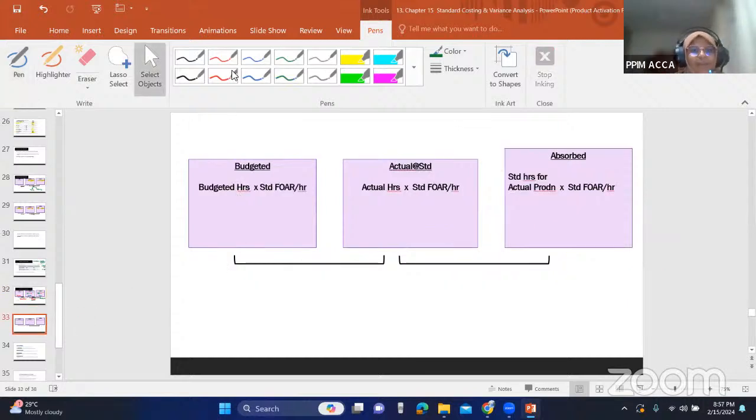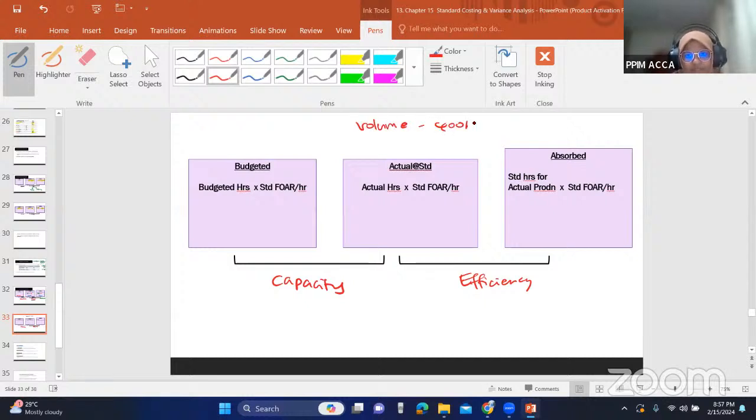Now let's do capacity and efficiency. So it's a breakdown of the volume variance. Basically this is the volume variance which was 4,000 adverse being broken down into capacity and efficiency. So here the equations change a bit. Budgeted hours into standard FOAR per hour, actual hours into standard FOAR per hour, standard hours for actual production into standard FOAR per hour. So let's put the hourly figure since it's directly given. Budgeted hours and actual hours.